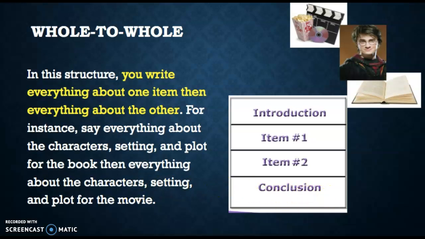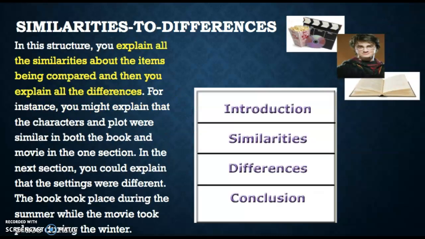So, for instance, say everything about the characters, setting, and plot for the book. And then that would be your item 1. And then everything about the characters, setting, and plot for the movie. So you would just have those 2 things split up like that, but you would do it whole picture versus whole picture.